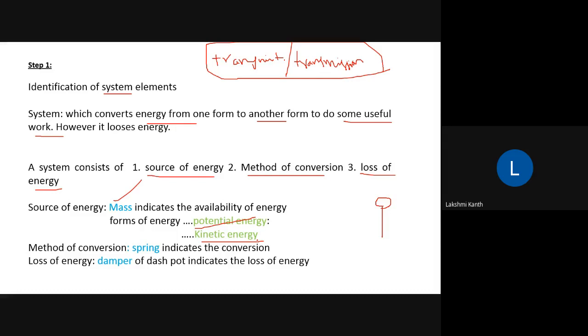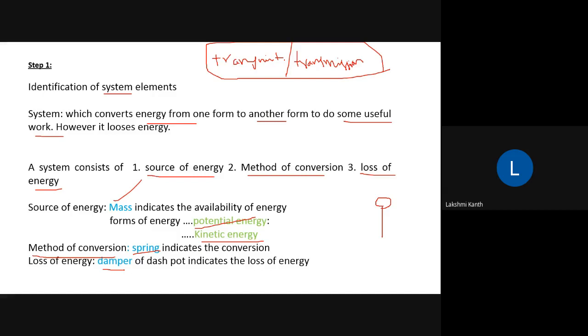So when there is a mass, it tells there is a source of energy. How to convert? The spring is the method of conversion. The spring indicates kinetic to potential energy and potential to kinetic energy conversion. So mass indicates the energy, and the method of conversion indicates the spring. And the loss of energy is the damper, friction.